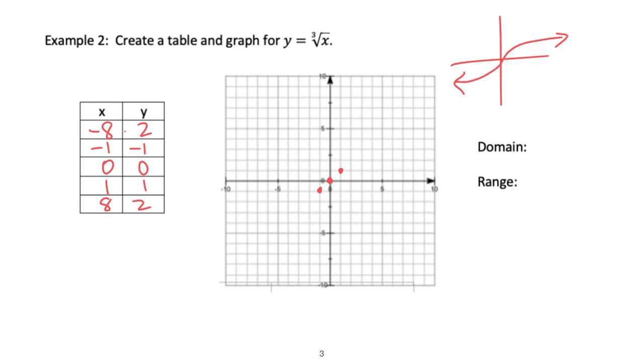Oh, I forgot my negative on there. -8, -2. And 8, 2. All right, so it looks kind of weird with just dots, but connect them and put those arrows on the end, please, because it does keep going.